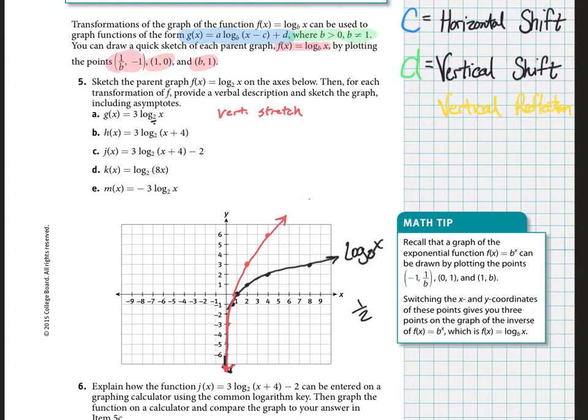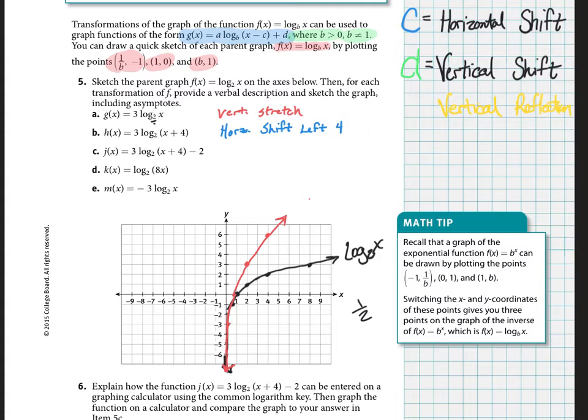Next thing we look at, and you can see this is building off the previous one, we have something inside of the parentheses. Inside of the parentheses, remember, is horizontal. And since it's a plus sign, that is a horizontal shift. You have to fight that urge to want to go right because it's a plus sign. But remember, there's always inverse behavior inside of those parentheses. So we are going to go left 4. Every one of these points will now be moved left 4 units.